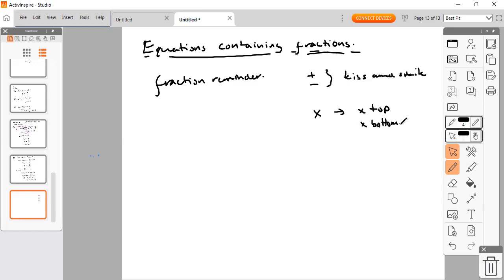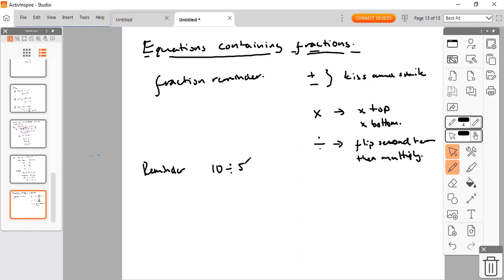Multiplies are the easiest ones for fractions. Divide, slightly more complicated, you have to flip the second term, then multiply. Slightly harder, just remembering, you just need to flip that second term. To be a reminder as well, writing something divided by something using the divide symbol is the exact same as that.